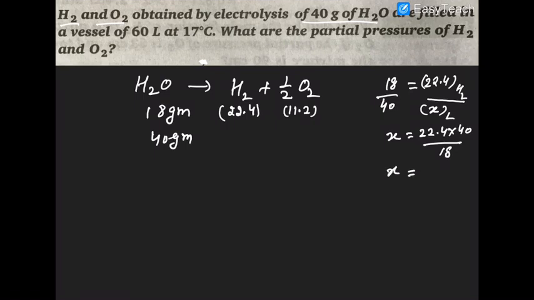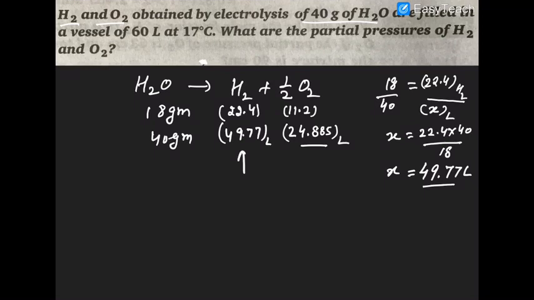So what is the answer here now? It will give you the value 49.77 liter, and half of that will be the oxygen. So this is the amount of H2 and this is the amount of O2 you are able to get. So 49.77 can be taken as 49.8 liter and 24.88 can be taken as 24.9 liter. By taking that into consideration, now we can use the values.